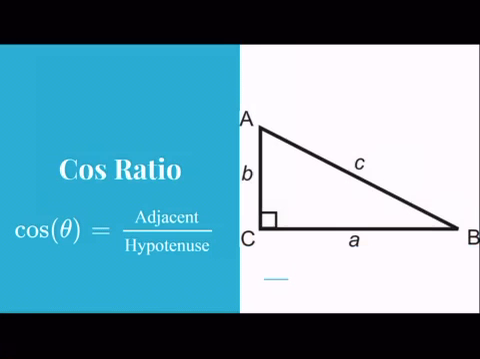So the cosine ratio is cosine theta equals adjacent over hypotenuse. When we compare it to the sine ratio, which was opposite over hypotenuse, now instead of going to the opposite side, we're just going to be looking at the side right next to the angle. So in this case, the cosine of angle A would be side B, lowercase b, over lowercase c.